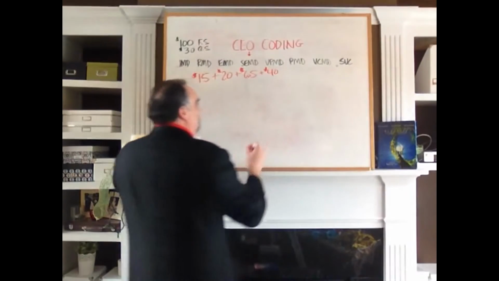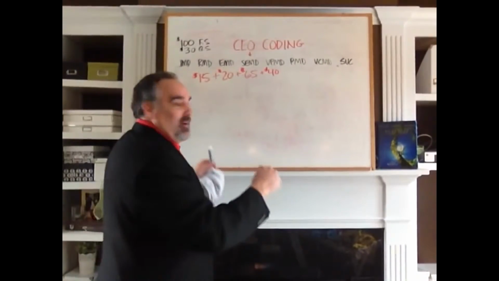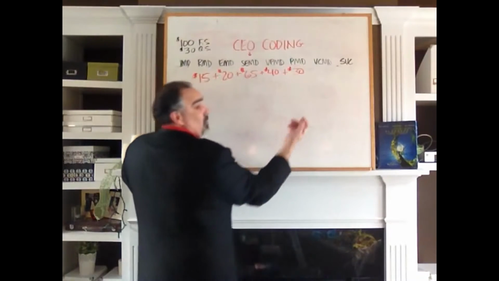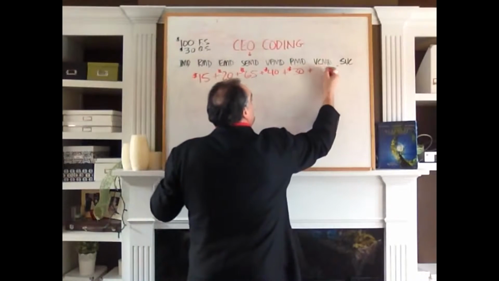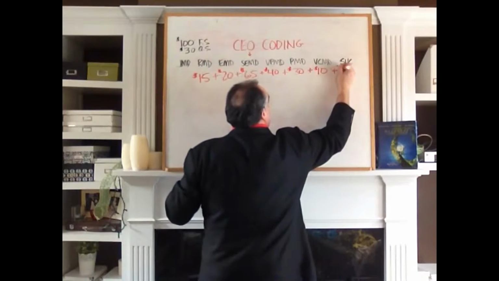Is this unbelievable? Then the Presidential Marketing Director, I want to make sure I got this down right, gets another $30. So you don't have to remember it all when it's on a document. Vice Chairman Marketing Director gets another 10, and Senior Vice Chairman gets another 10.